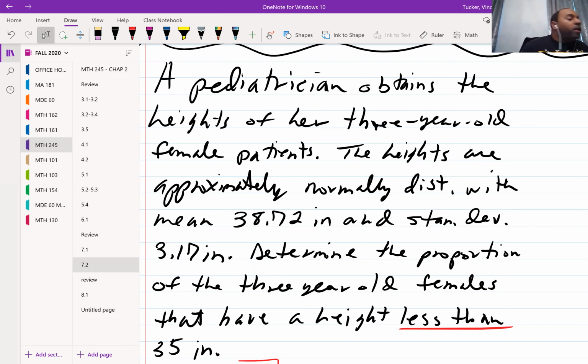All right. A pediatrician obtains the heights of her 3-year-old female patients. The heights are approximately normally distributed with mean 38.72 inches and standard deviation 3.17 inches. Determine the proportion of the 3-year-old females that have a height less than 35 inches. So I'll give you guys a chance to write that down for those who are writing it down.